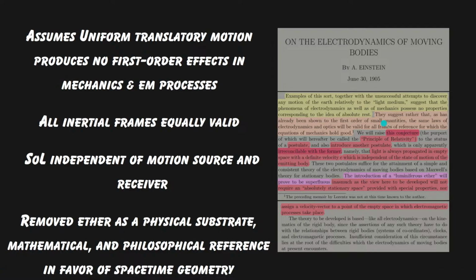So remember the classic theory, which his mathematical framework is based on. He's proposing a different thing. So what do you think he's saying here with this right here? Let's see. The introduction of a luminiferous ether will prove to be superfluous, inasmuch as the view here will not require an absolutely stationary space, aka the Lorentz rigid ether, nor assign a velocity vector to a point of the empty space in which electromagnetic processes take place.